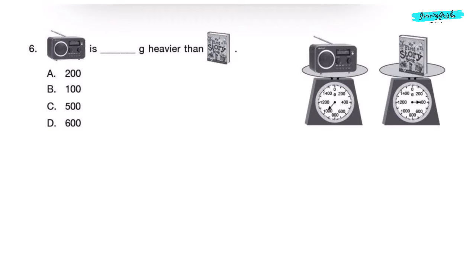Question 6. Radio is dash grams heavier than the book. If you see the weighing scale properly, the radio weighs 1000 grams and the book weighs 400 grams. Now the radio is heavier than the book, but by how much? For that we will subtract 400 grams from 1000 grams. We'll get 600 grams. Correct answer is option D.